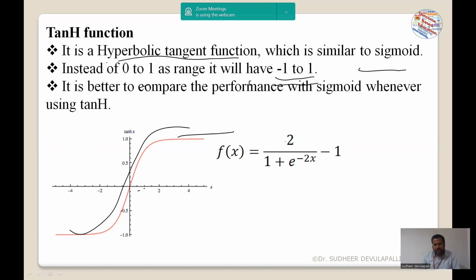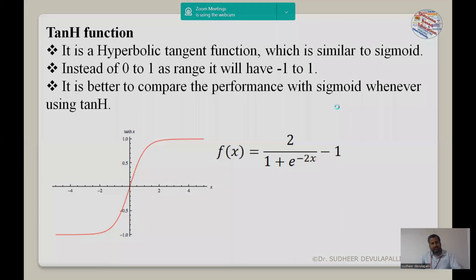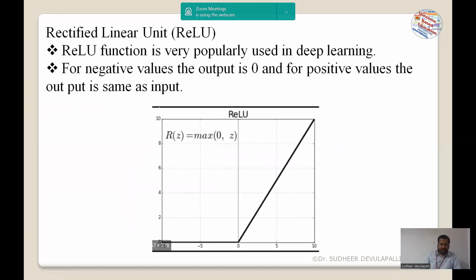Here, the formula, when compared to the sigmoid and the tanh, is very easy: 2 by 1 plus e power minus 2x, minus 1. Okay, so this is the tanh activation function.